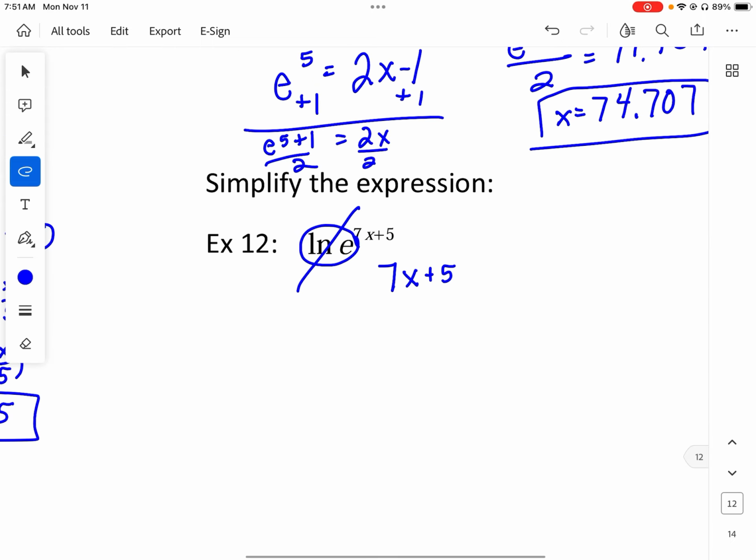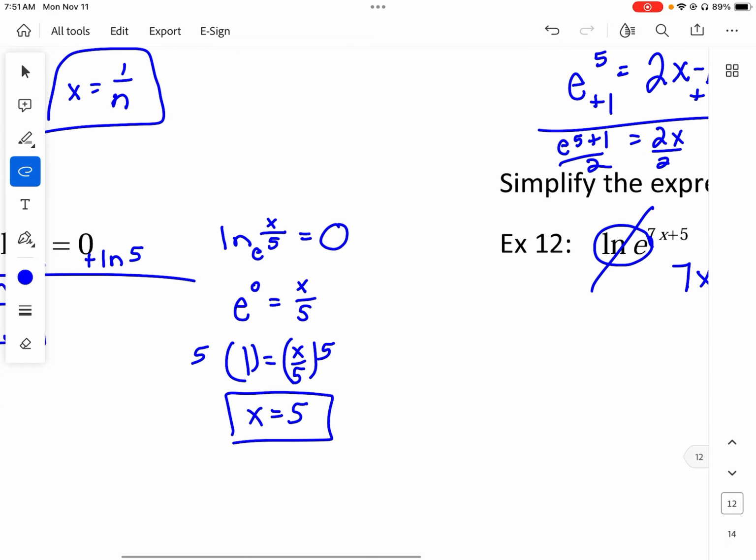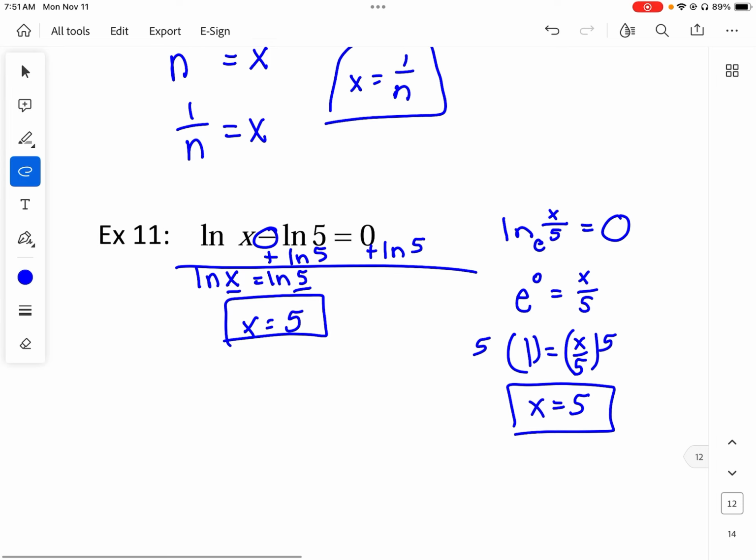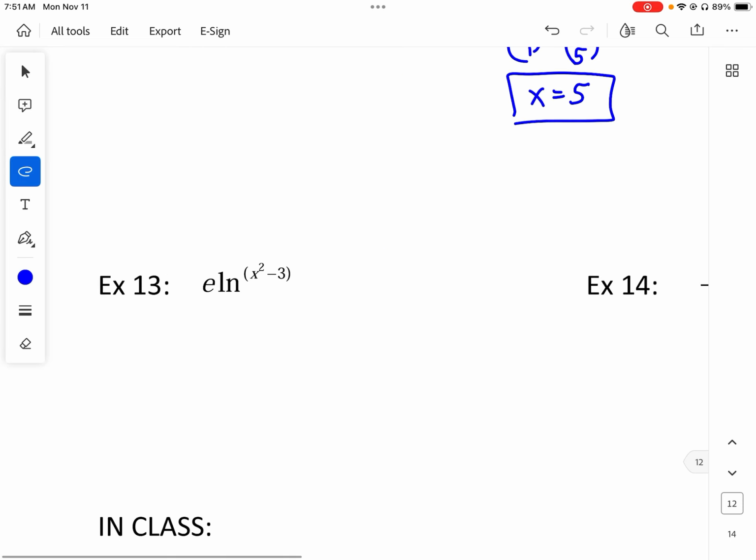Okay, and then we already did this one where we're simplifying the expression. So 13, 14, 15, we're just simplifying the expression. On this, we have e and then ln, they cancel each other. So we just get x squared minus 3.